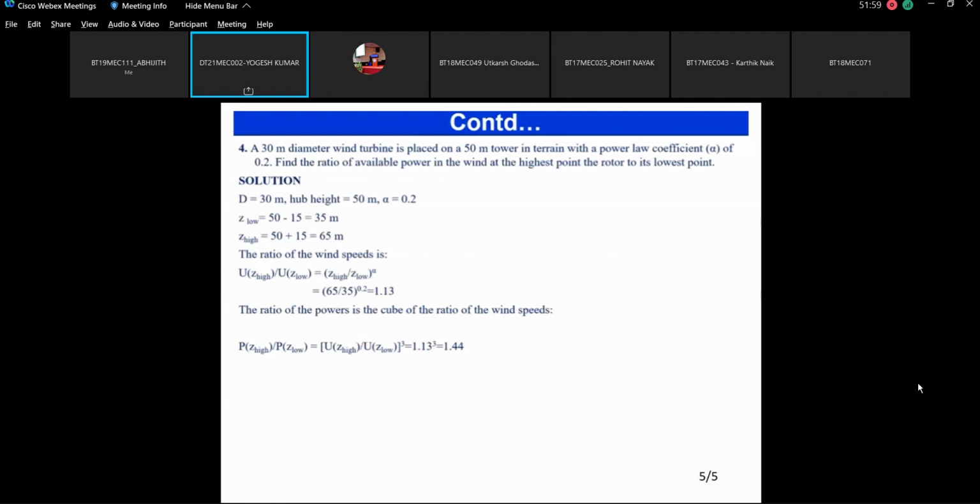A 30-meter diameter wind turbine is placed on a 50-meter tower in terrain with a power law coefficient alpha of 0.2. Find the ratio of available power in the wind at the highest point of the rotor to its lowest point. So read this question and try to solve it.